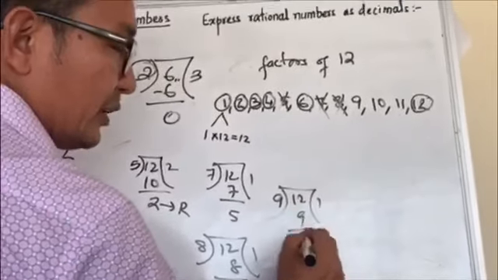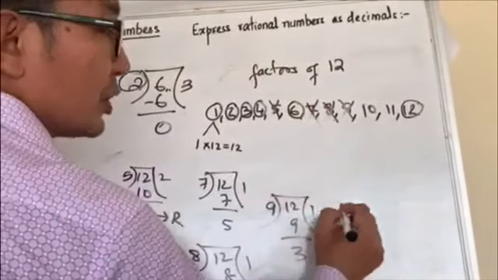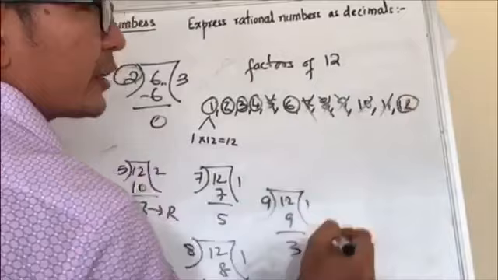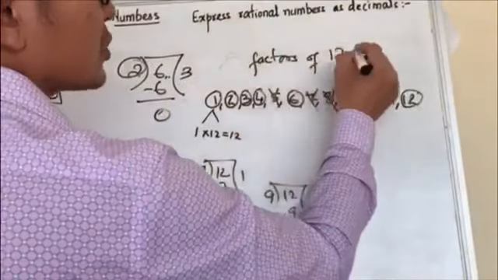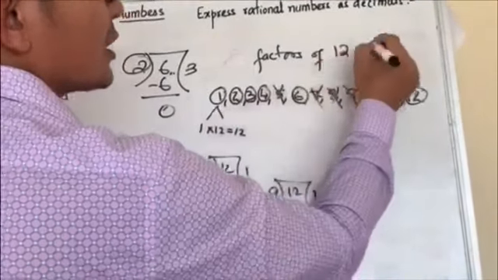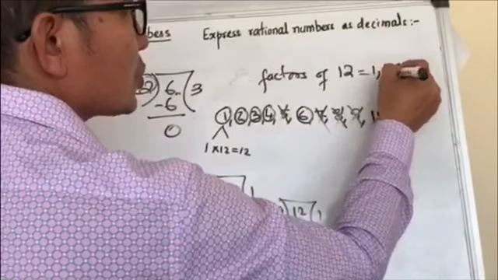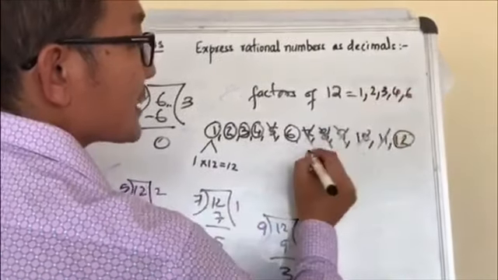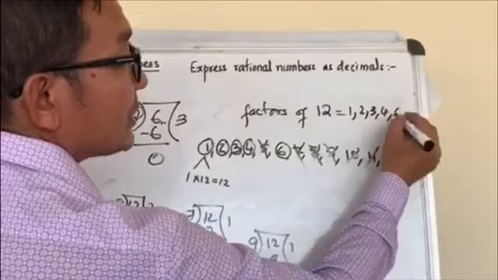9 ones are 9, the remainder is 9, 10, 11. So what are the factors? The factors of 12 are 1, 2, 3, 4, 6 and 12.